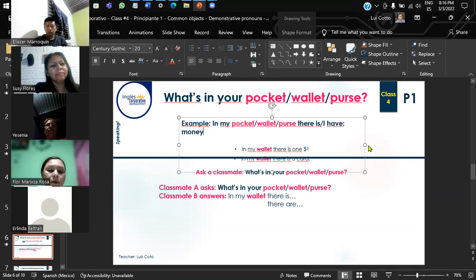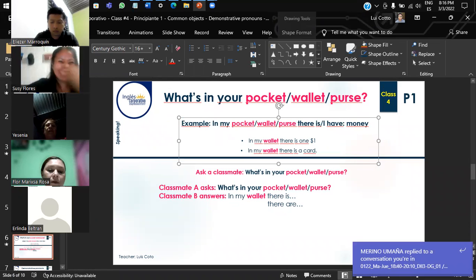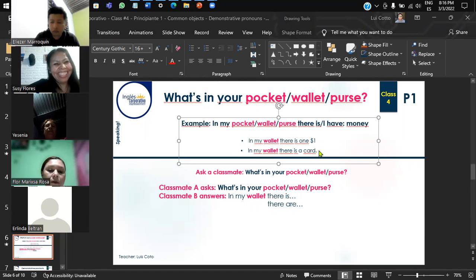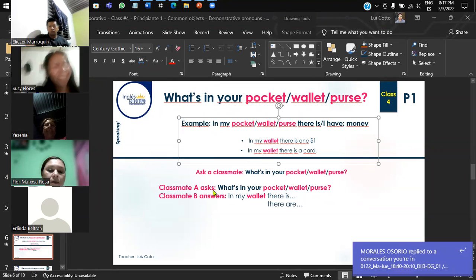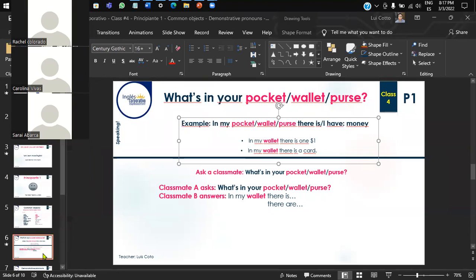Money, etc. Okay, Susie, ask a classmate, Susie. Let's practice, okay? This is only one hour of practice, and it flies, se va rápido. Susie, ask a classmate, watching your microphone. There is no microphone activated. Okay, no problem. Repeat it. What's in your purse? And the question is for whom? A quien, whom?